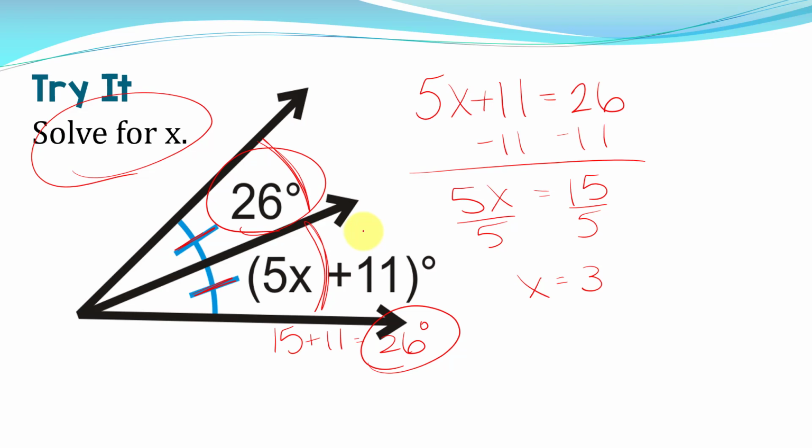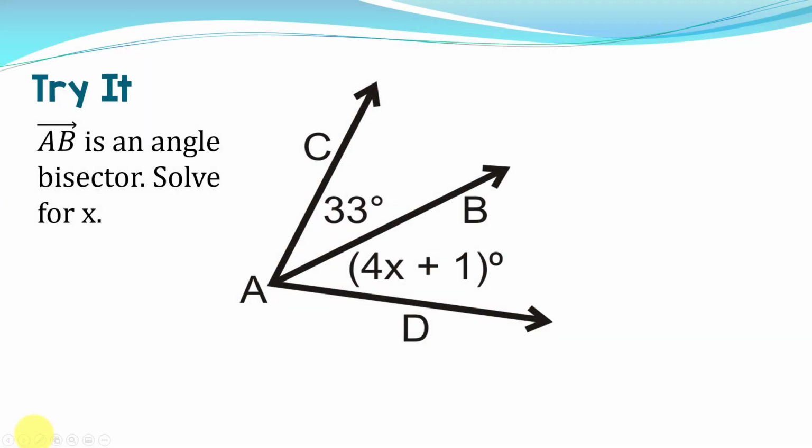All right, here's one for you to try that looks just like that. Set this up. AB is a bisector. So see what that would be and see if you can solve for x. If you get x equals 8, then you are on track. If not, if you're not able to get that, then put that as a question in your notes. So pause and try this one.